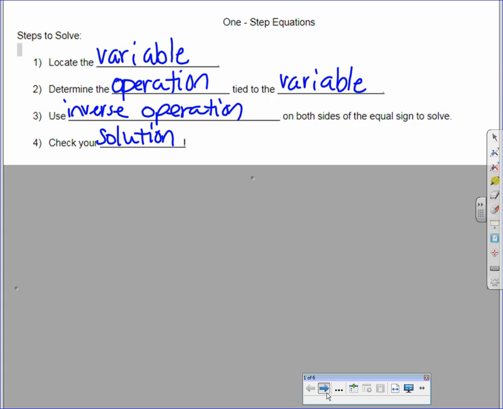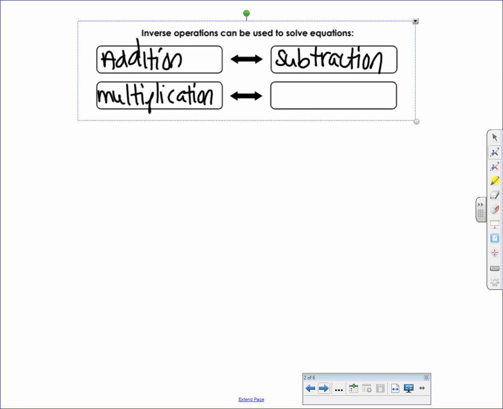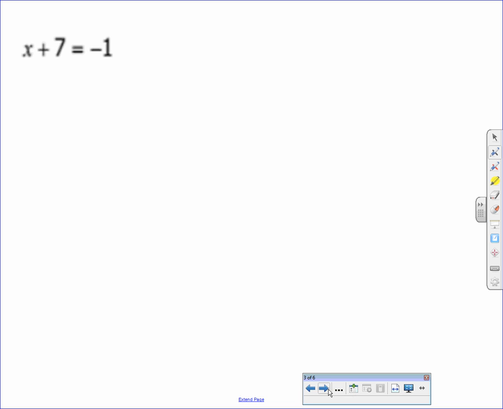Alright, let's review inverse operations. So if you have an addition, the inverse operation would be subtraction, and vice versa. So if you have subtraction, the inverse operation is addition. If you have multiplication, your inverse operation is division. Okay. And vice versa. So if you have division, the inverse operation will be multiplication. Let's look at what these look like.